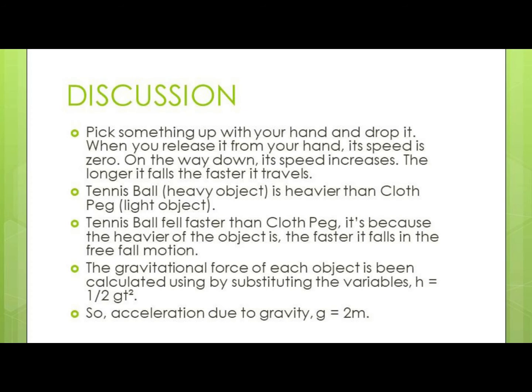For discussion, pick something up with your hand and drop it. When you release it from your hand, its speed is 0. On the way down, its speed increases. The longer it falls, the faster it travels. The tennis ball is a heavy object, heavier than the cloth peg, the light object. The tennis ball falls faster than the cloth peg because the heavier the object is, the faster it falls in free fall motion.